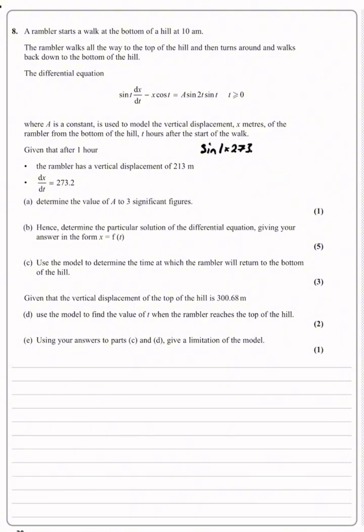So plugging the numbers into the equation, we'll get sine 1 times 273.2, subtract 213 lots of cos 1, divide both sides by sine 2t sine t and substitute in again. That will give us our value of a. Plug that into your calculator, and to 3 sig figs, that's 150.